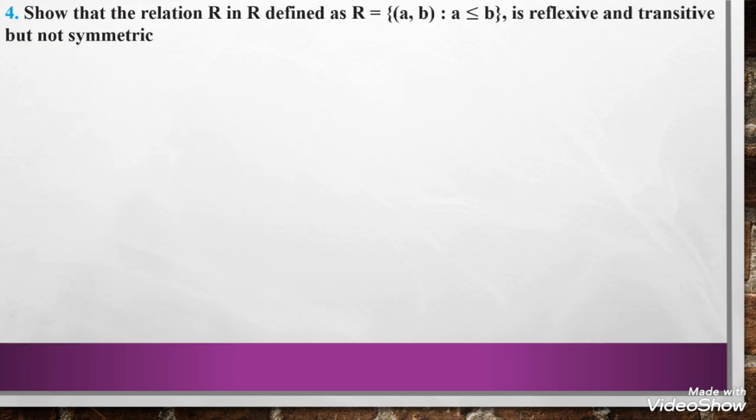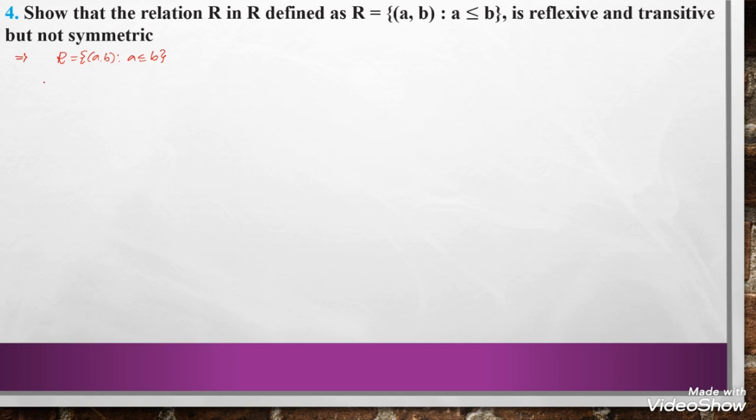Then consider question number 4. Show that the relation R in the set of real numbers defined as R equal to the ordered pairs A comma B such that A is less than or equal to B is reflexive and transitive but not symmetric. We have to take some examples. Based on the examples, we have to prove that the relation satisfies reflexive and transitive but not symmetric. Here, first I will consider the relation R equal to A comma B such that A is less than or equal to B.